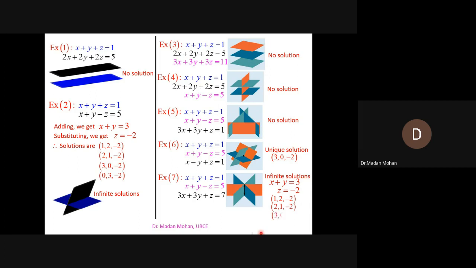2, 1, minus 2 satisfies all the three. 3, 0, minus 2 satisfies all the three. Like this, you have many infinite solutions. Whereas among these, 3, 0, minus 2 satisfies the third. In example 6, only this one, a unique solution.